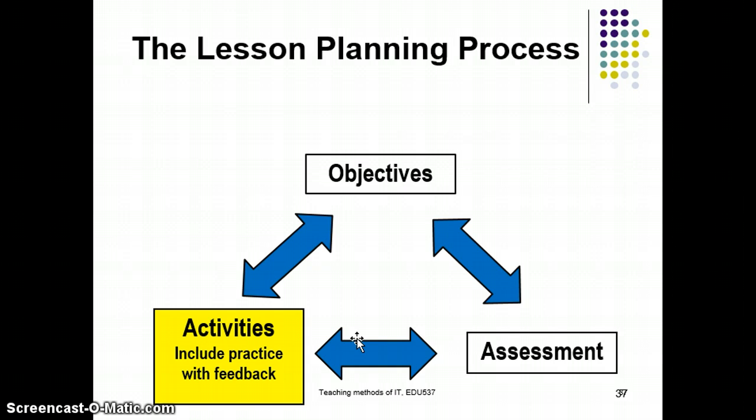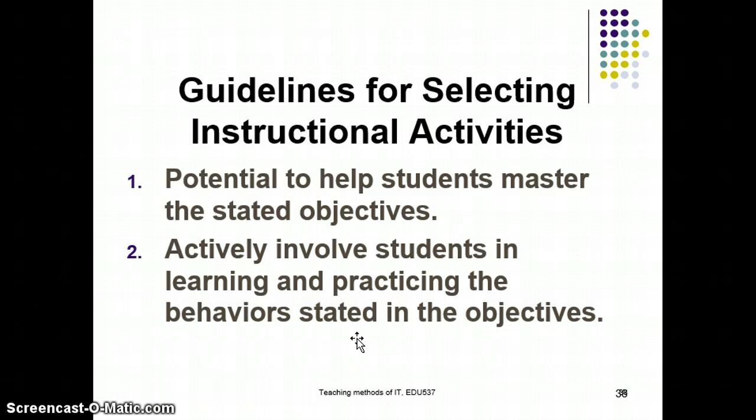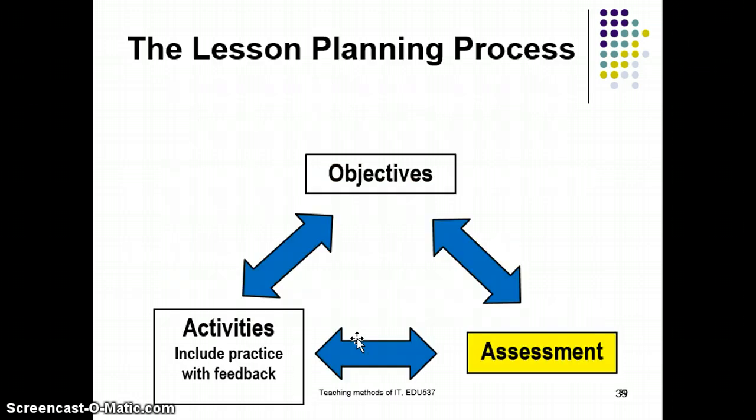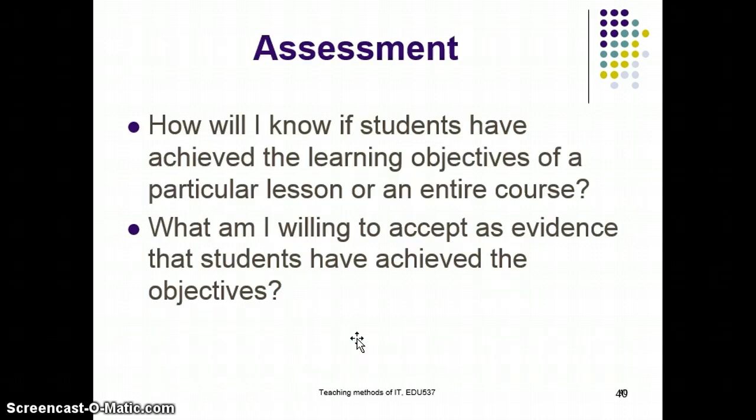So this again is a diagram of the lesson planning process. Have a look, pause it. Guidelines for selecting instructional activities. Number 1, potential to help students master the stated objectives. 2, actively involve students in learning and practicing the behavior stated in the objectives. Again, this is the same lesson planning process. So now moving on to assessment.